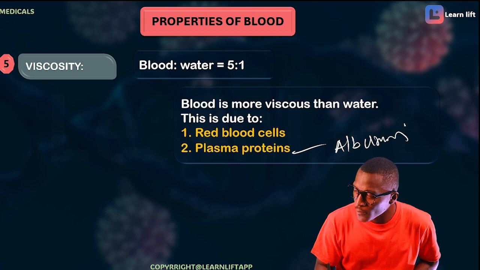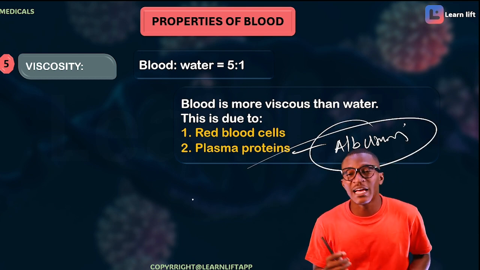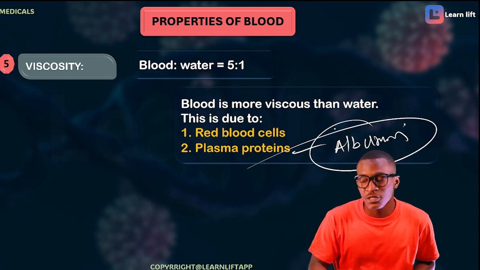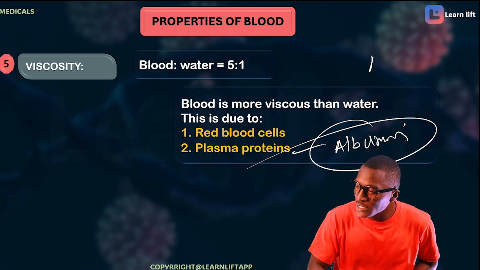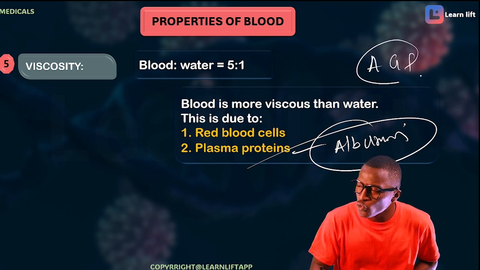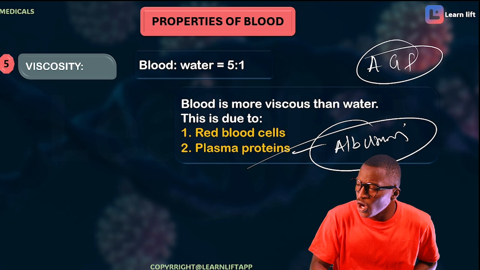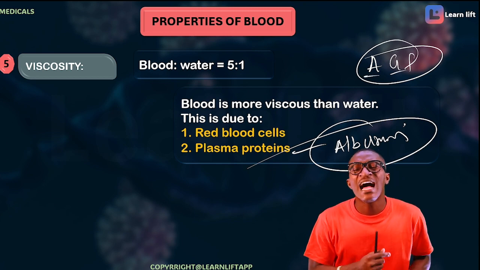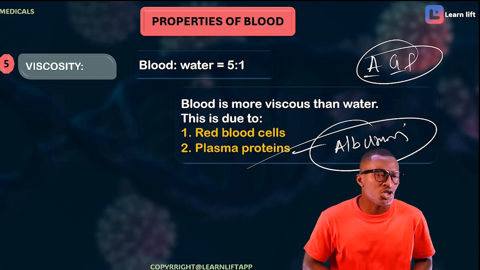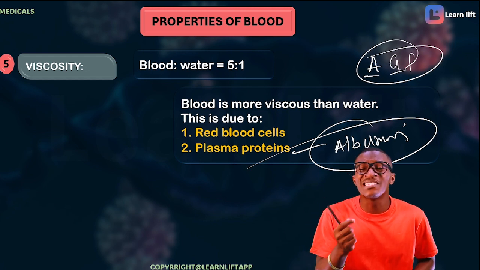We're going to talk about this. There are 3 plasma proteins. Let me just give them by the short cut A, G, F. We're going to talk about them as we move. A is called the albumin, G is called the globulin, and F is called the fibrinogen.